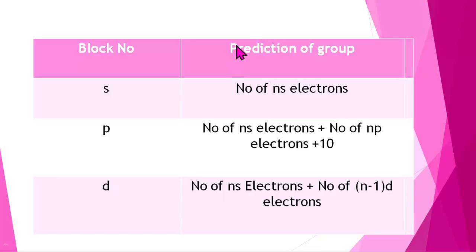For this, I have made a table and you can see from here, if the block is S, then count the number of electrons in the S orbital and that is equal to the group number.